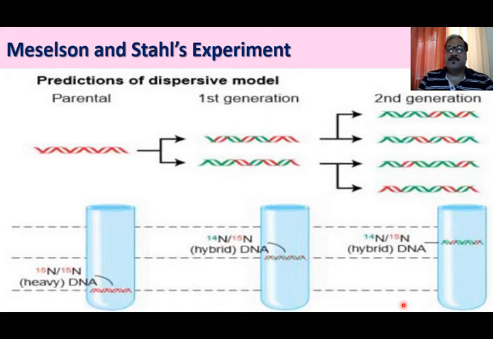Now, based on these three predictions, they performed this experiment and finalized which type of replication occurs in all the cells. So with these predictions in mind, they carried out their experiment in the following manner. They allowed E. coli cells to grow in a medium containing the heavier isotope of nitrogen, that is N15, for 14 generations. This isotope was inserted into the nitrogen bases, which then were incorporated into the newly synthesized DNA strands.